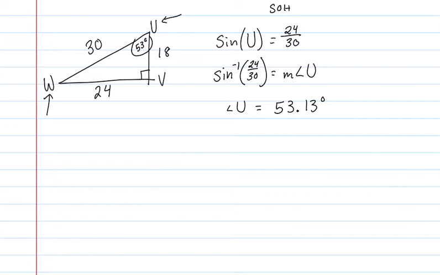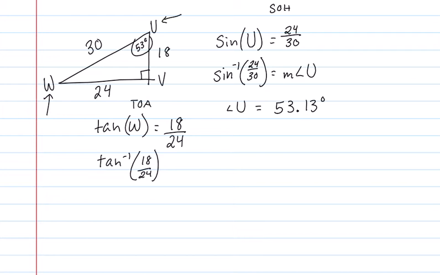Instead, I'll just use another trig function for more practice to set up angle W. So I'll use tangent. If I take the tangent of angle W, that's going to be TOA. The opposite of angle W is 18, and the adjacent of angle W is 24. So when I take tangent inverse, it'll be of 18 over 24.